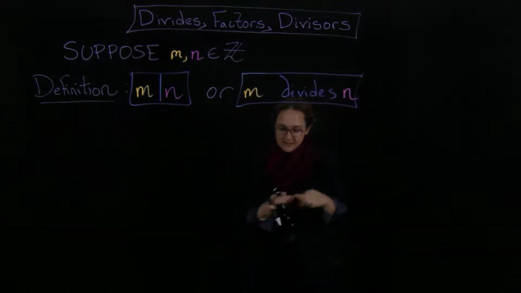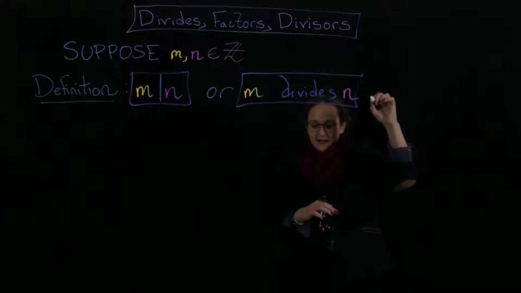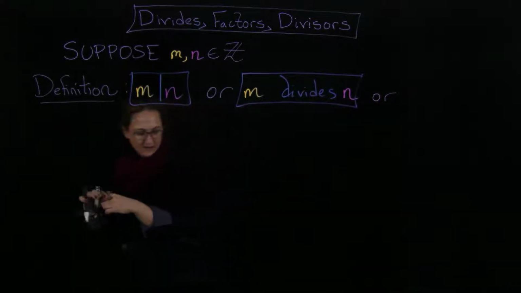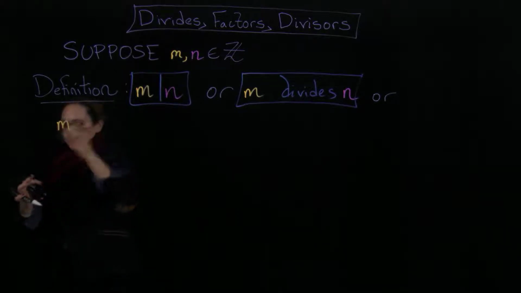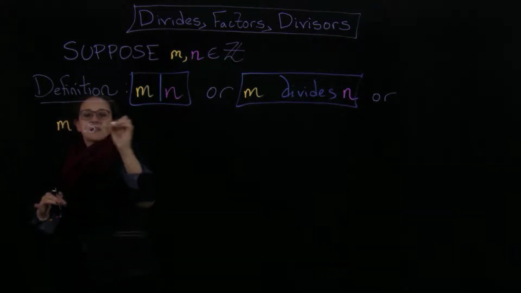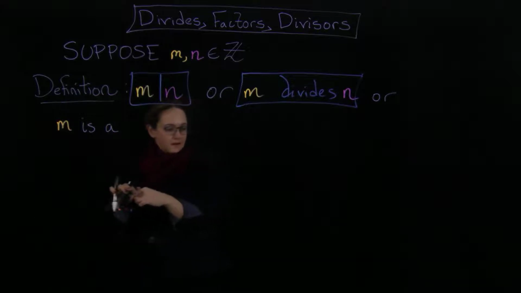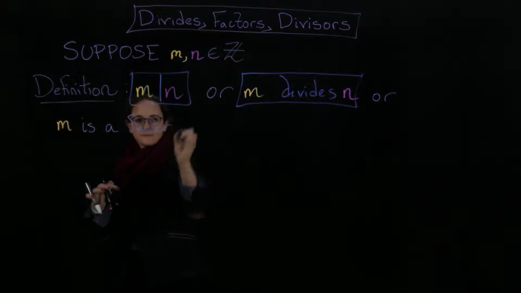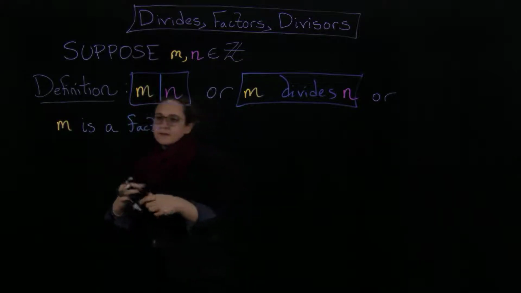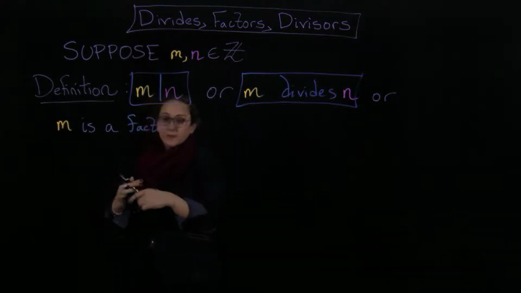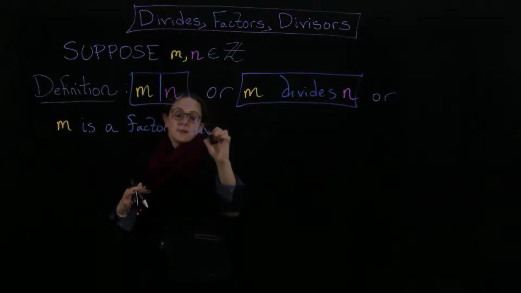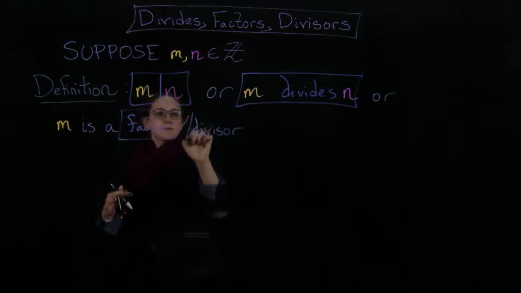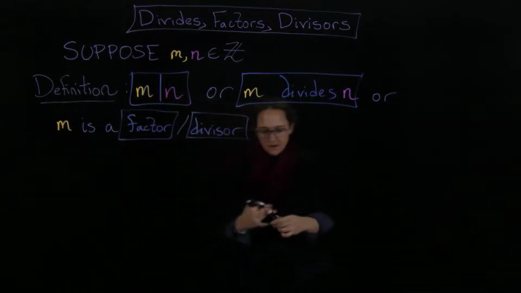Or another way to say it is that m is a factor or divisor of n. I know this is so many words for the same thing, but people use all of these, so you need to know that these are all things that one says. So the factor, divisor, of n.